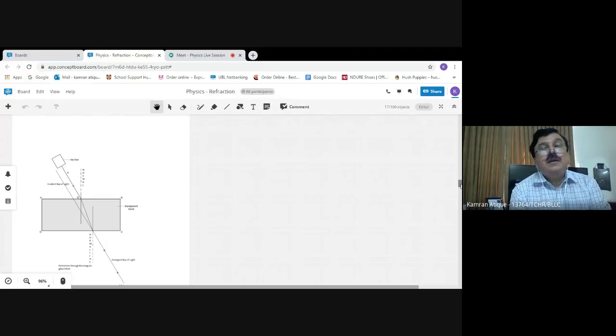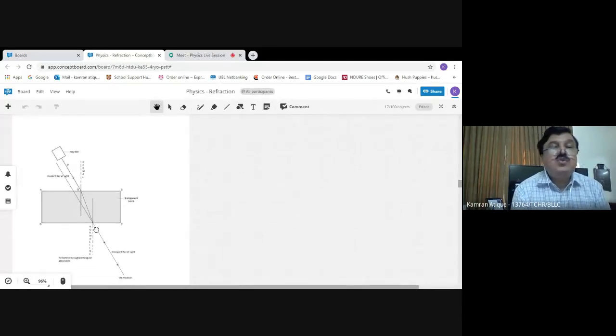Later on, usually your examiner asks that you need to extrapolate the emergent ray of light in the backward direction. This was the emergent ray of light which is traveling in this direction, but you need to extrapolate it backward so that we can finally prove that our emergent ray of light was actually parallel to the incident ray of light. And that can be proved by calculating the perpendicular distance.